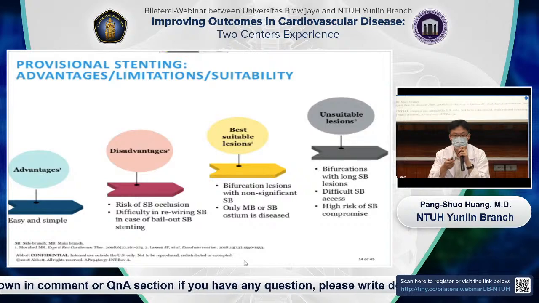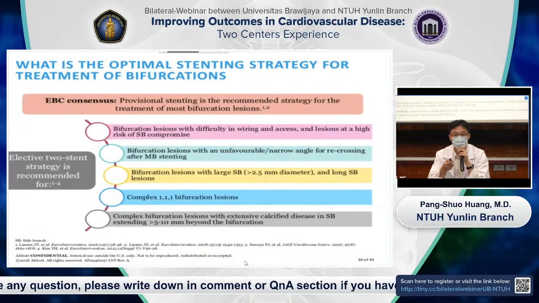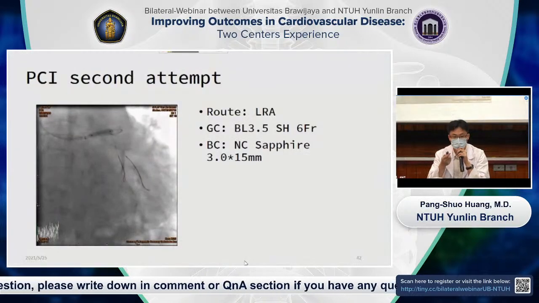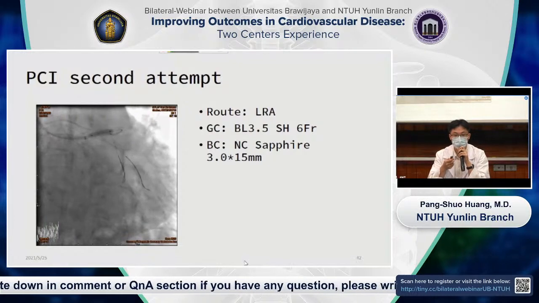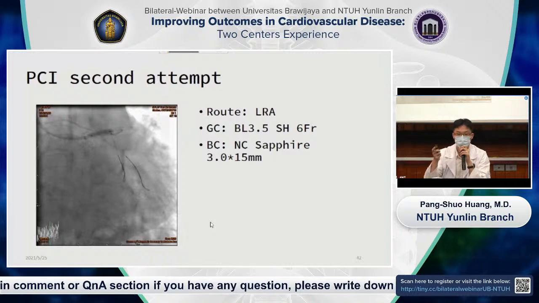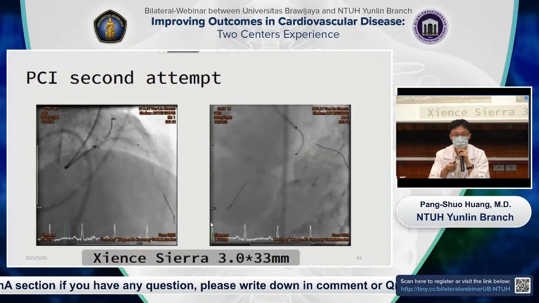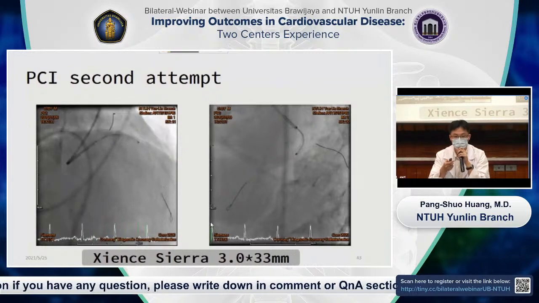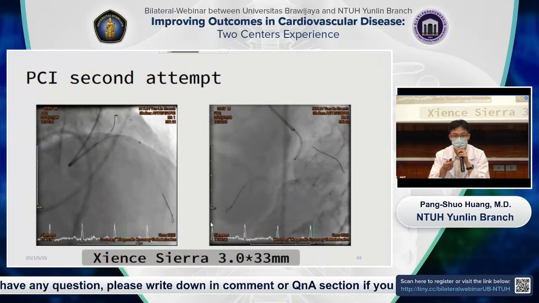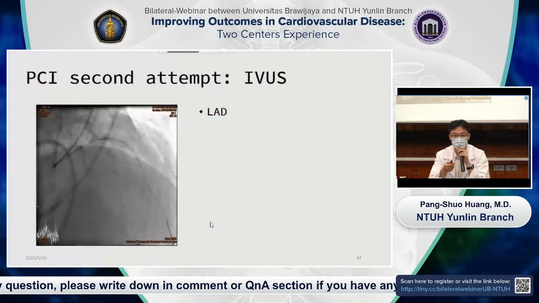And also, when the side branch lesions are long or side branch access is difficult, provisional stenting may not be favorable. However, we chose provisional stenting because the lesion of the circumflex is very short and the circumflex is not as big, and the patient is right coronary artery dominant. So we just put one drug-eluting stent from the proximal LAD to the left main ostium and did a post-dilatation.